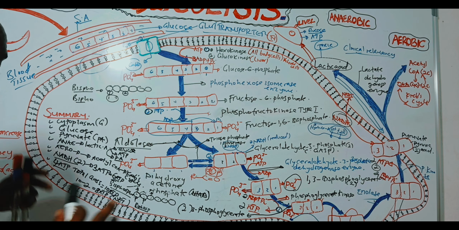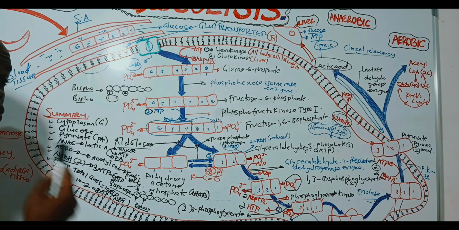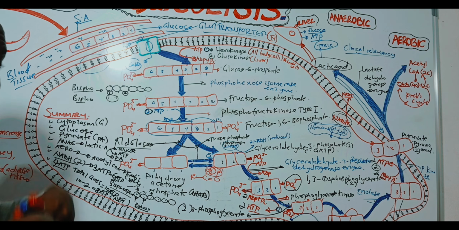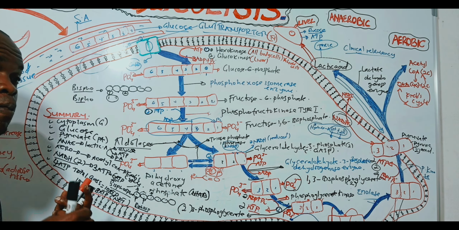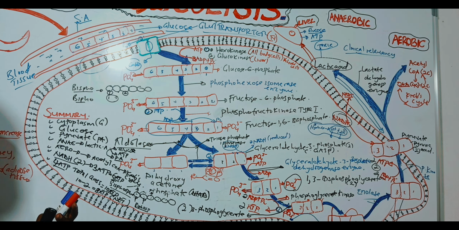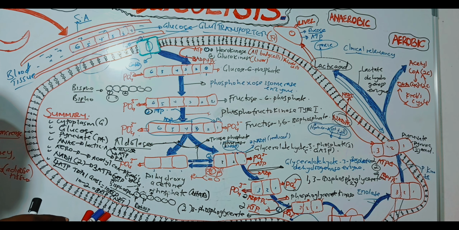So don't forget, in summary, we said that glycolysis is almost like a 10-step mechanism whereby glucose molecules enter into the cells via the GLUT transporters. Then it is phosphorylated to form glucose 6 phosphate, which undergoes isomerization to form fructose 6 phosphate. The fructose 6 phosphate then undergoes further phosphorylation to form fructose 1,6 bisphosphate, which is going to break down.